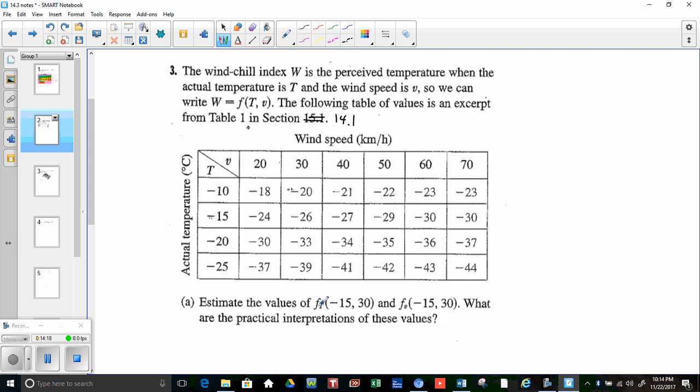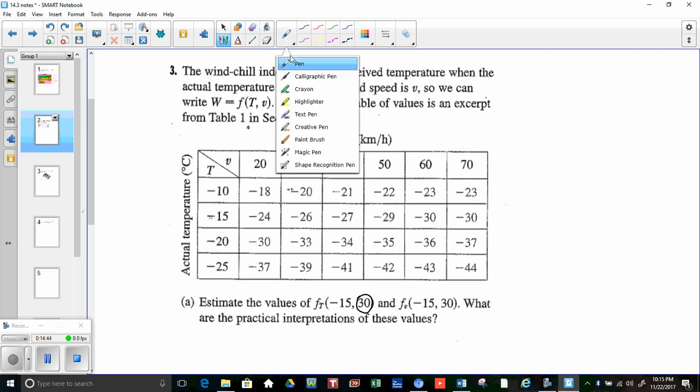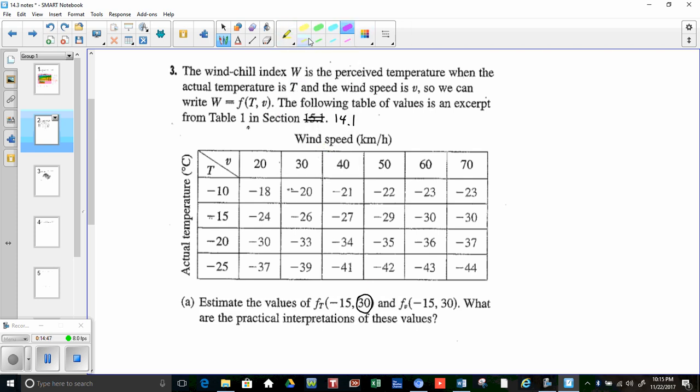Estimate the values of F sub T of -15, 30. Now what does that mean? That means we want to estimate the change of the wind chill when we take this with respect to time. I mean not time, temperature, we're going to hold the wind speed constant. And the wind speed in this case is velocity, so this is going to stay constant. So we're really looking at holding this, that's much better. That's going to stay constant, we're not changing it.